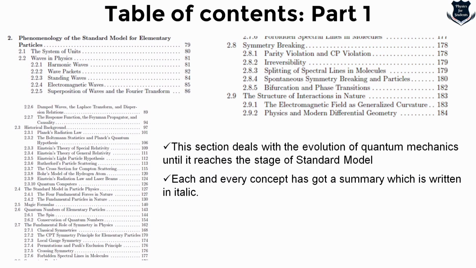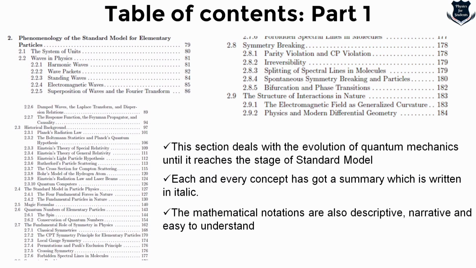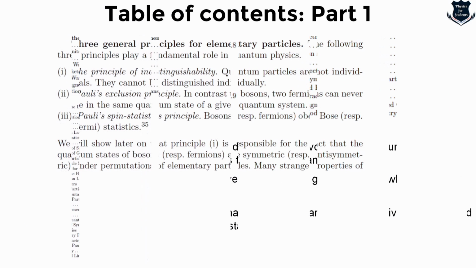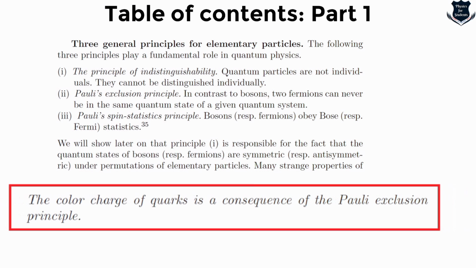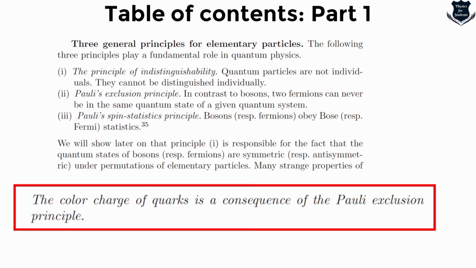Each and every concept has a summary which is written in italics. I will just show you, and the mathematical notation which Professor Zeidler uses is fairly descriptive and very easy to understand. For example, this is what he is trying to explain: three general principles for elementary particles. The principle of indistinguishability, the Pauli exclusion principle, and Pauli's spin-statistics principle. And here you see he writes in italics. That means this is a quick summary, very easy to understand.